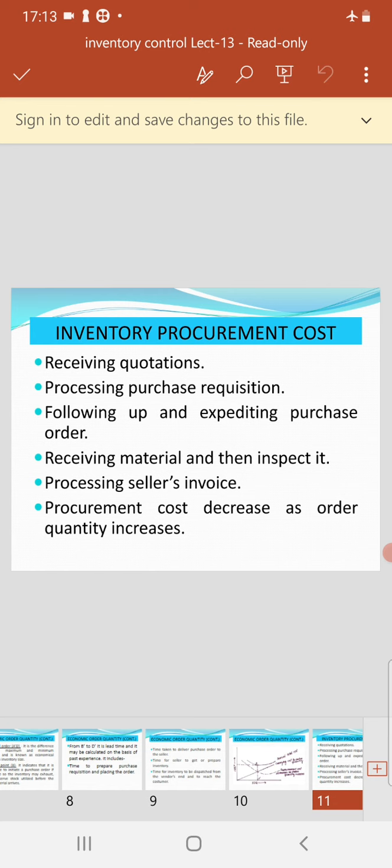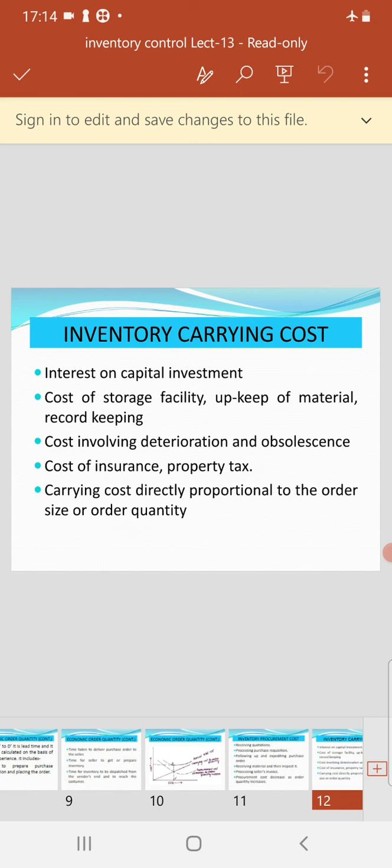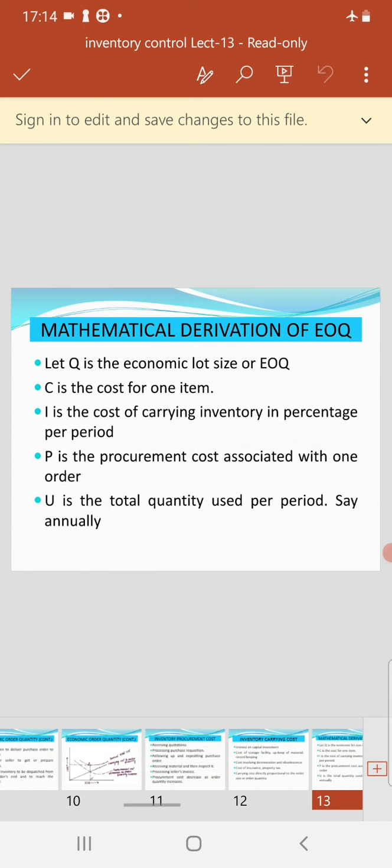So inventory procurement cost we have already discussed. Those are costs associated with receiving quotation, processing purchase requisition, following up and expediting purchase order, receiving material and then inspection, processing seller's invoice. So all these types of costs are procurement cost. And inventory carrying cost also we have already discussed. So we have to now find out mathematically what will be the economic order quantity.